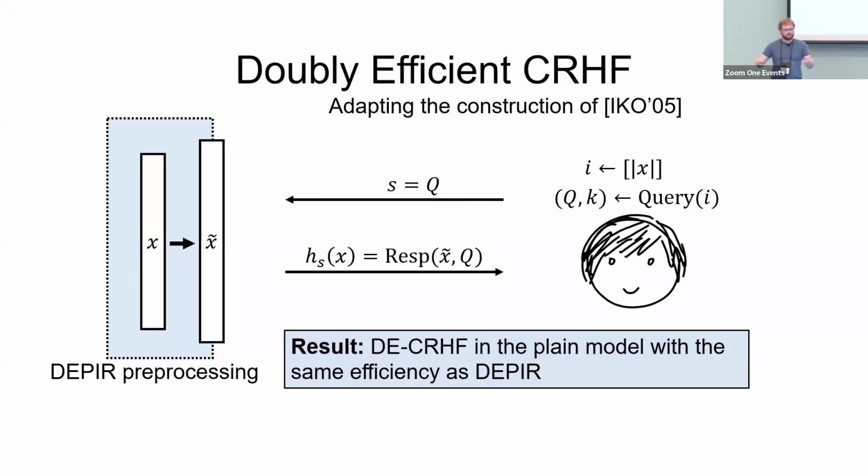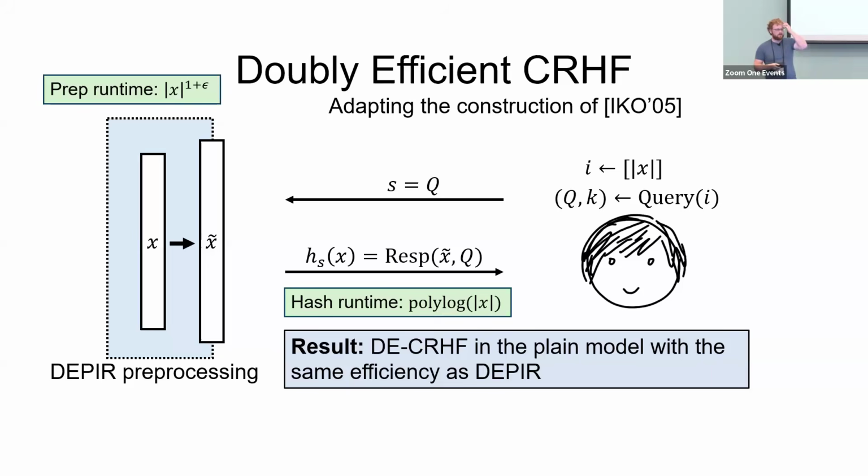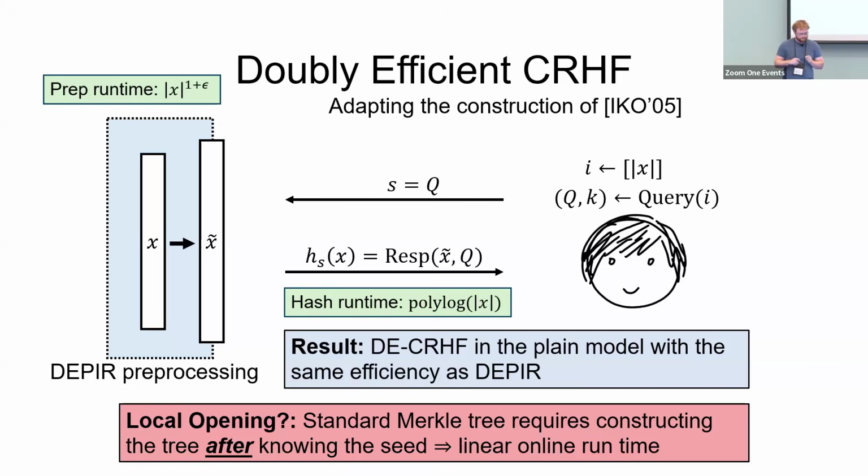And so our result is that we build the DECRHF in this same kind of plane model and with the same sort of efficiency as DPIR, in that there's polylogarithmic online time and slightly superlinear offline time.